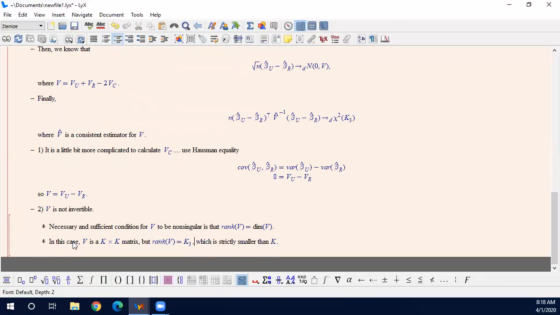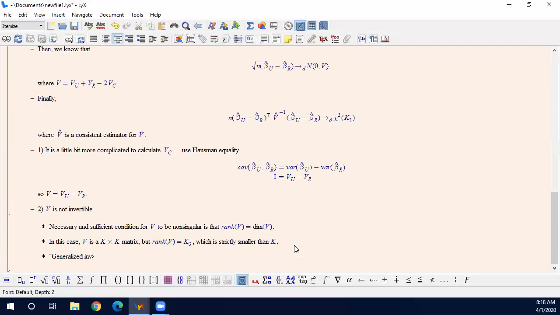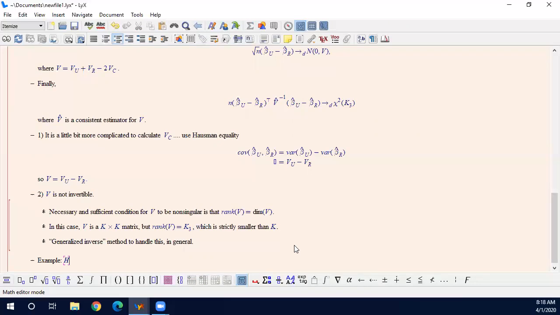So V is not directly invertible. So we have to use a generalized inverse to handle this in general. But in this case, you don't need to. Let me give you an example. I should have given you this example in the last lecture, but I forgot. Consider this regression model. It's a nice regression model, not so strange.